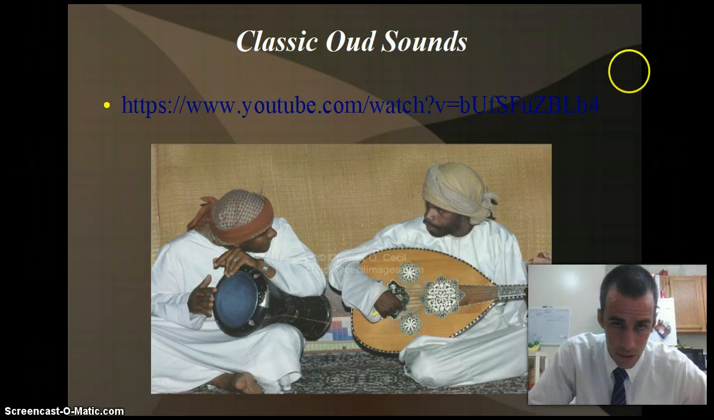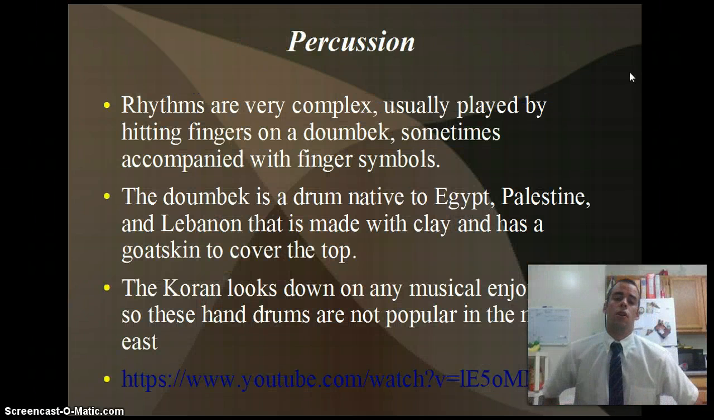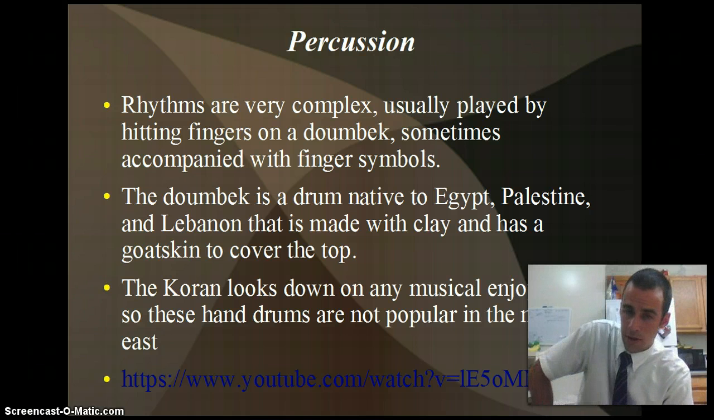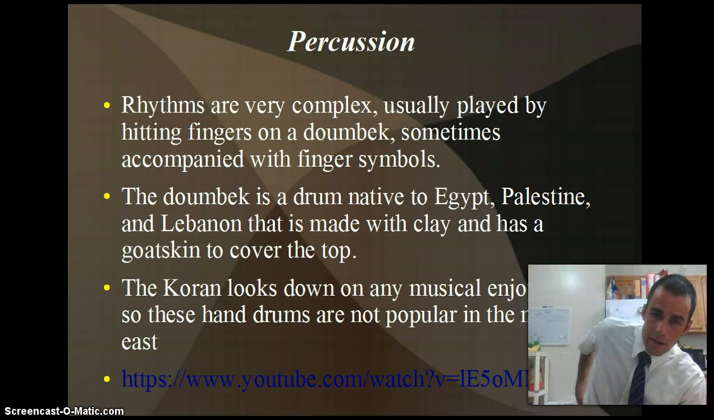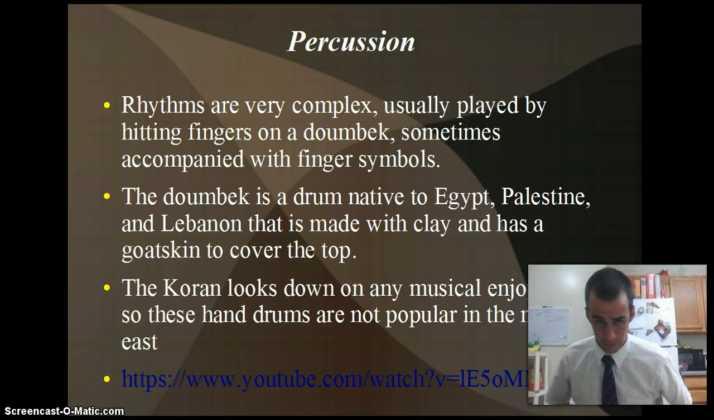So moving on, our next section is going to be percussion. Most of the music in the Middle East is upbeat. It's very upbeat, and the doumbek is actually one of the smallest drums that they have and the most common. It's made out of clay, and the goat skin covering makes for a very hollow sound. It's native to Egypt and Palestine and Lebanon as well.